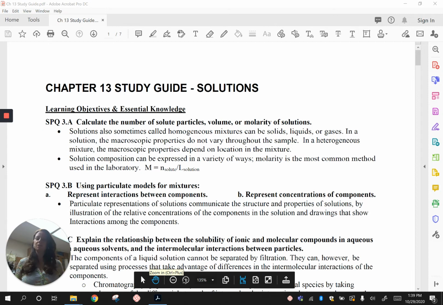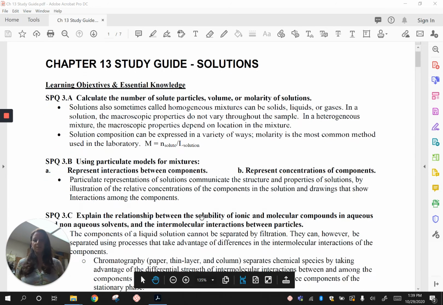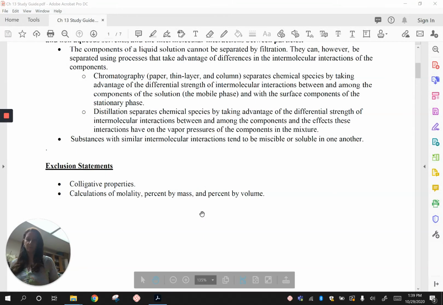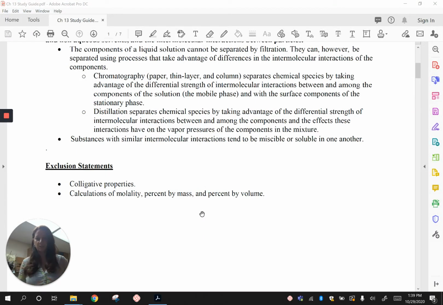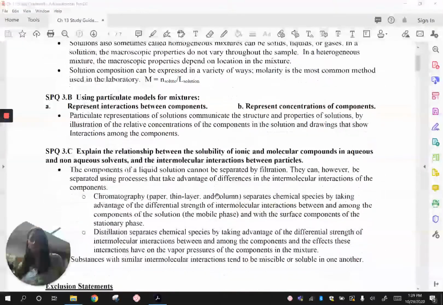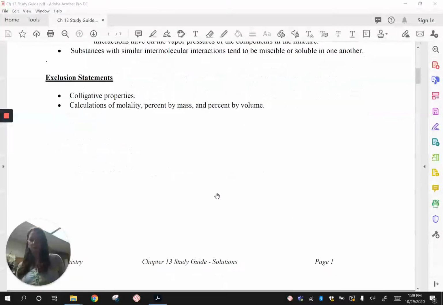Chapter 13 is relatively short because a lot of the colligative properties and other things in this chapter are taken out of the AP exam, like molality and percent by mass and all that stuff. So it's relatively short. There's only a few learning objectives here that you are responsible for.